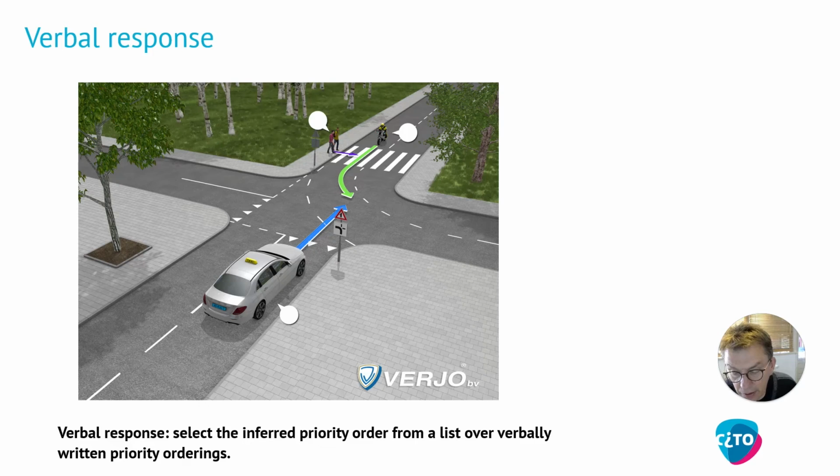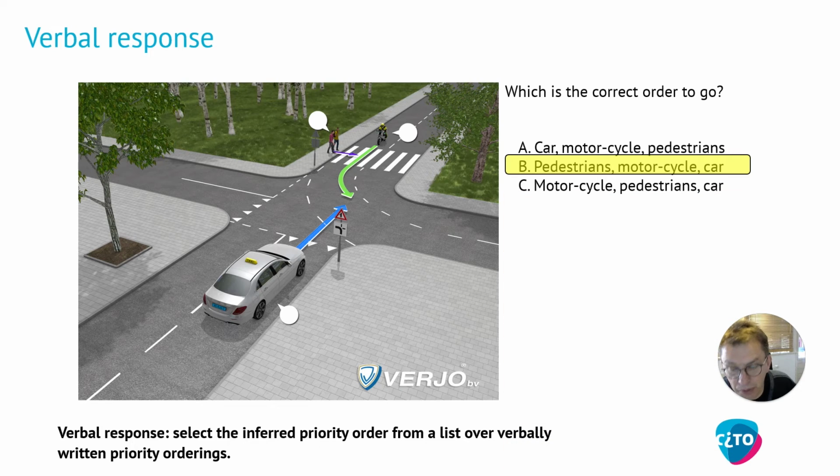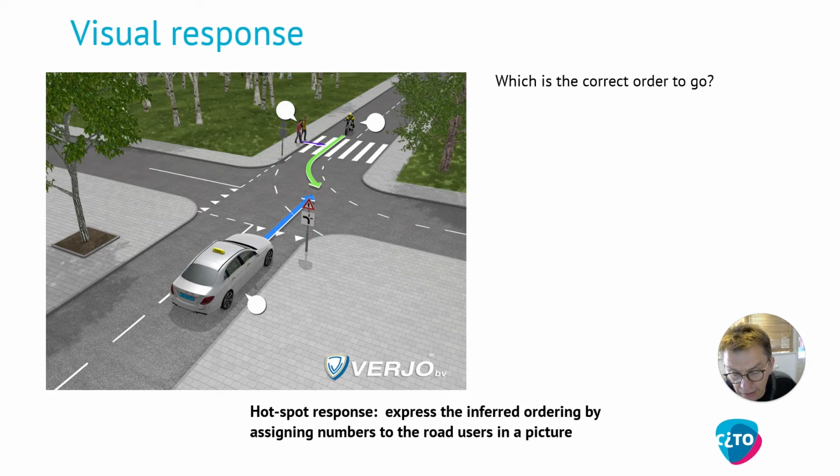Look at this item. The question is, which is the correct order? This can be expressed verbally by choosing the right option, B, for this situation, out of 3 verbally mentioned lists of road users. Test takers can also give a visual response by dragging and dropping the right order directly into the picture.